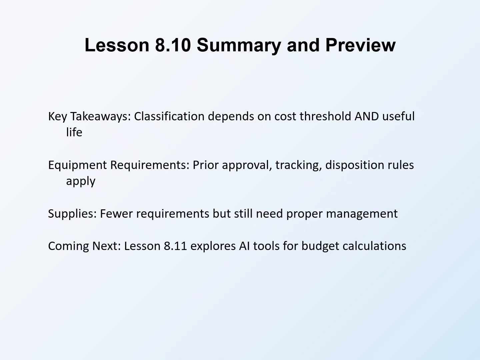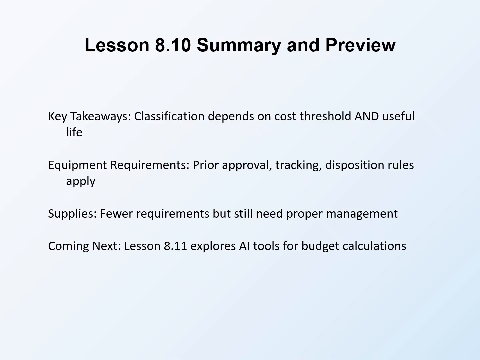Let us summarize the key points from this lesson on equipment versus supplies. The distinction depends on both cost threshold and useful life. As of November 2025, items costing $5,000 or more per unit with useful life exceeding 1 year are equipment. Items failing either criterion are supplies. Verify current thresholds before classifying purchases. Equipment carries special requirements including prior approval for purchases, inventory tracking throughout the equipment's life, and specific disposition rules when grants end. Equipment is also excluded from MTDC for indirect cost calculation.